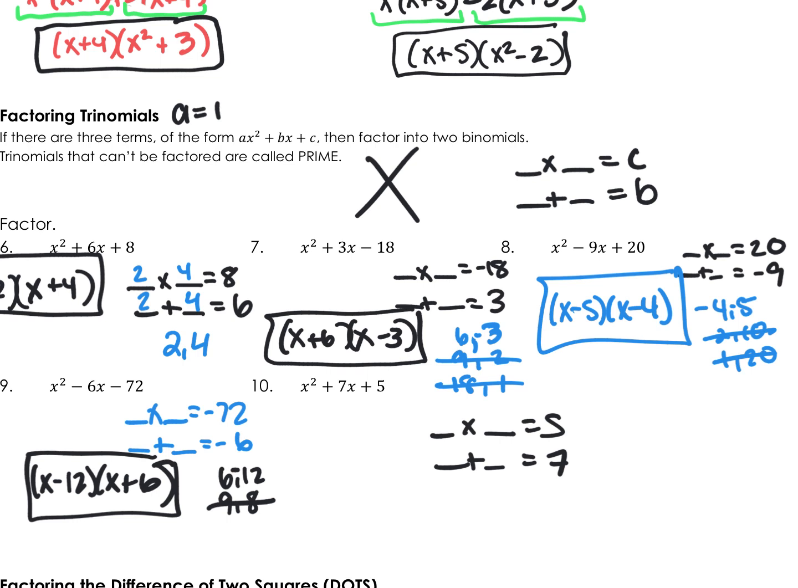No, and that's possible. It's possible for something not to be able to be factored, okay? When we can't factor something, we call it prime. So this would be prime, because the only two numbers that multiply together to get 5 are 1 and 5, and there's no way for those to add together to get 7, okay? So this one would be prime.